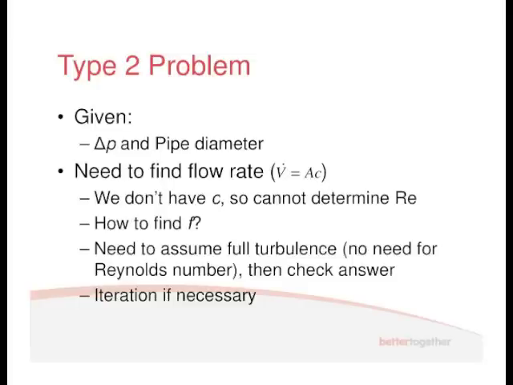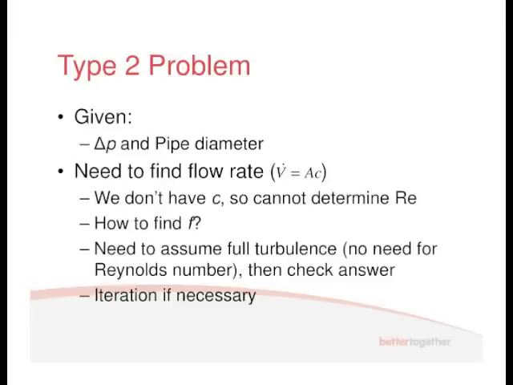Right, type 2 problems. This is a bit more challenging. You're given the pressure drop, so you know what delta P_L is, and you're given the diameter. But the problem is that you need to find the flow rate, and to get the flow rate, you need to know the velocity of the flow in the pipe. Although you've got the diameter, we don't know what C is. We're not given C or V dot. You've got to find it.